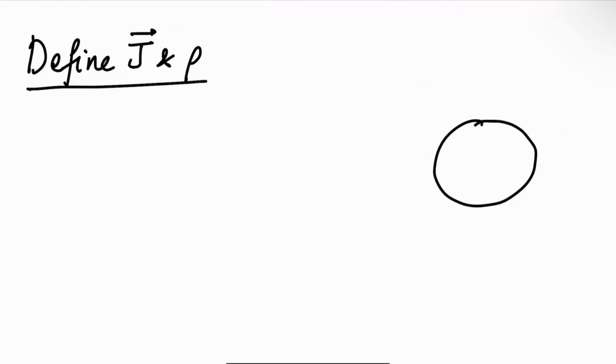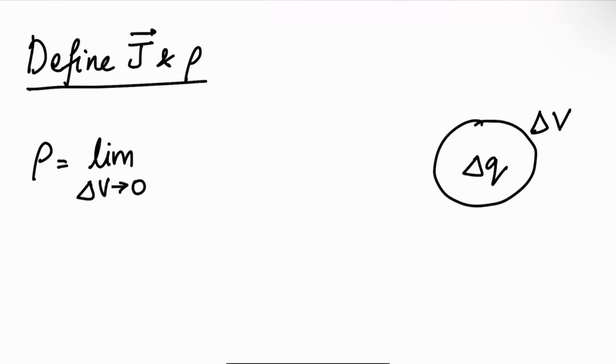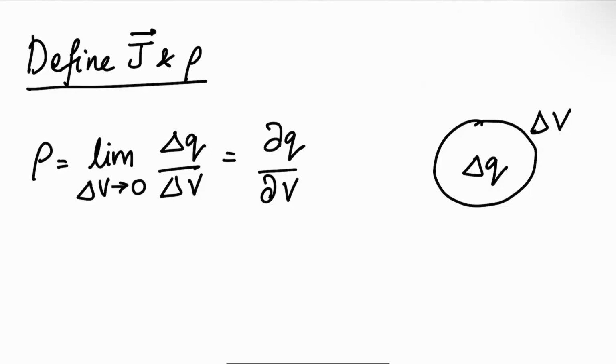Actually, let's say the volume is delta V, which is a small volume, with a small charge delta Q sitting inside it. Okay. Then rho is defined as the limit as delta V goes to 0 of delta Q over delta V, which is dQ over dV in the limit. So as that volume becomes smaller and smaller, the amount of charge contained inside it converges to some value. Again, it only converges to some value because it's not quantized. Keep that in mind.